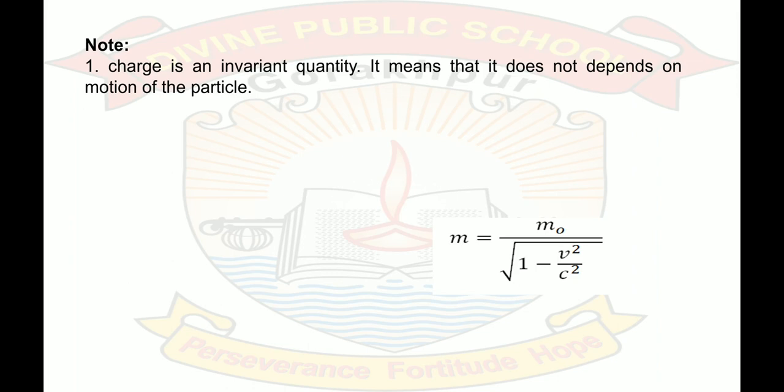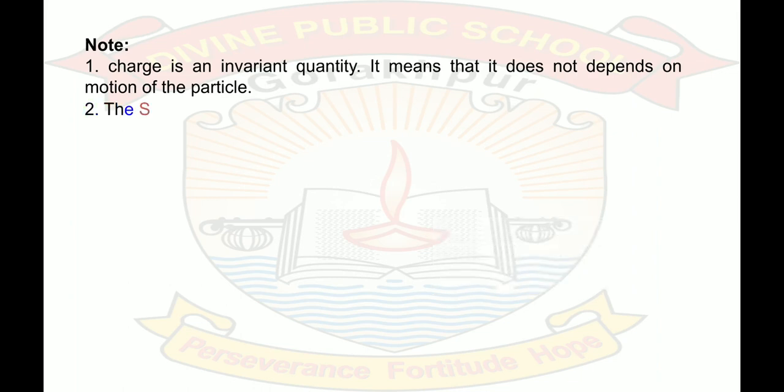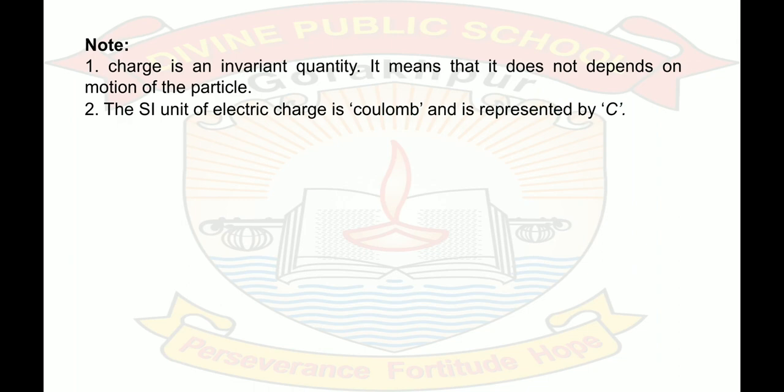Okay, now move to the second point. The second point is, the SI unit of electrostatic charge is coulomb, and it is represented by capital C. Coulomb was the scientist.